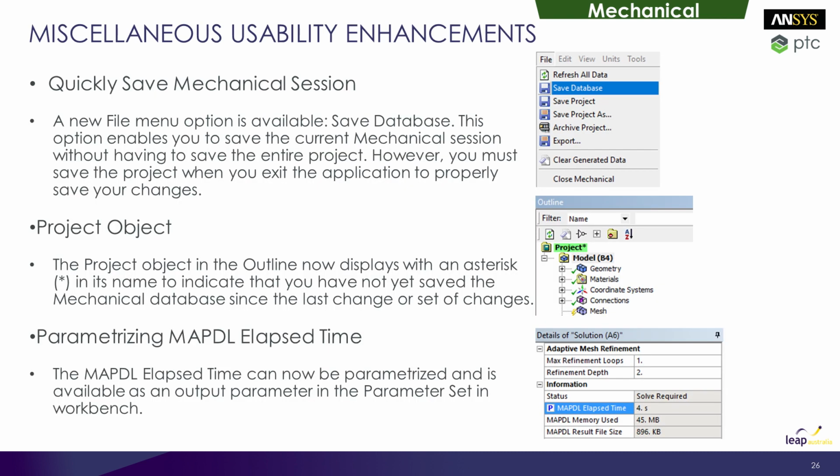A few other things. There's a quick save within Mechanical, so you don't have to go back to Workbench to save. You just go to File, Save Database. There's a little icon here that tells you if your analysis has been saved recently. If there's an asterisk next to it, it means it hasn't saved the most recent changes. And we can parameterize the solve time. So this analysis took 4 seconds, and as you can see here, we can parameterize that and run design studies looking at the effect on the solve time.